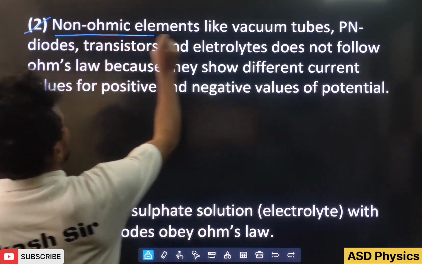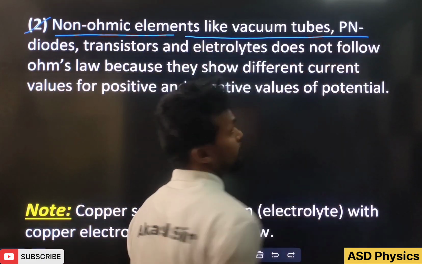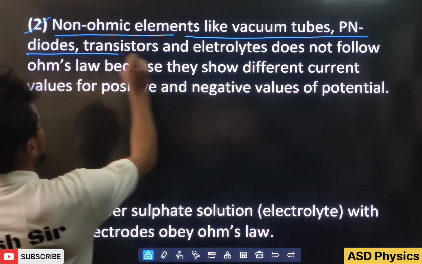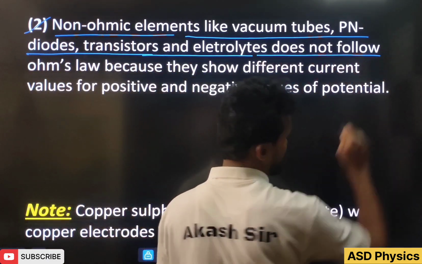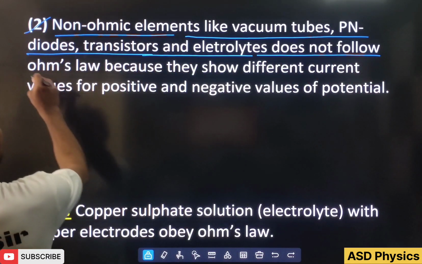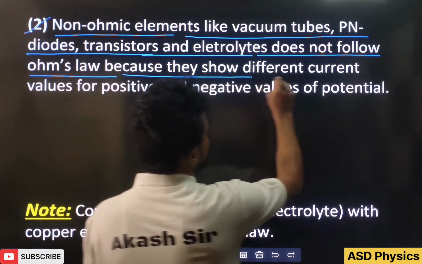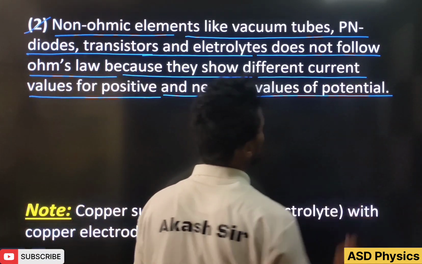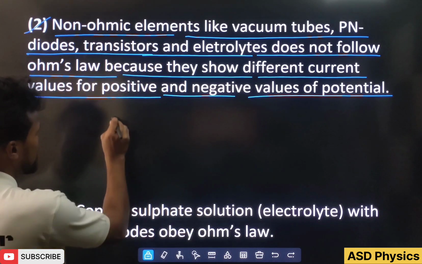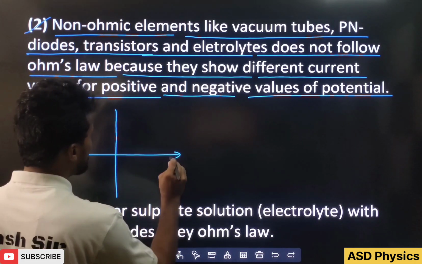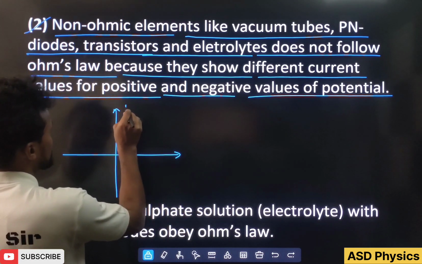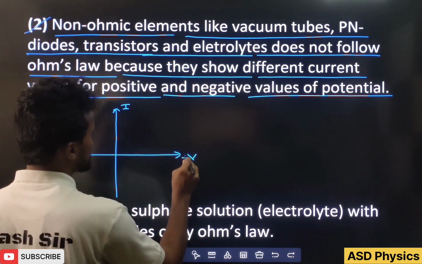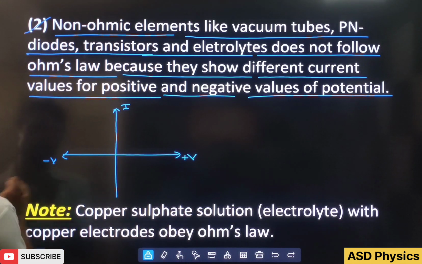Second one: non-ohmic elements like vacuum tubes, PN diodes, transistors and electrolytes do not follow Ohm's law, because they show different current values for the positive and negative value of potential. What is the meaning of this? If you have studied the PN diode, let's take for example, this is the current, this is the voltage, this side positive voltage and this side negative voltage.